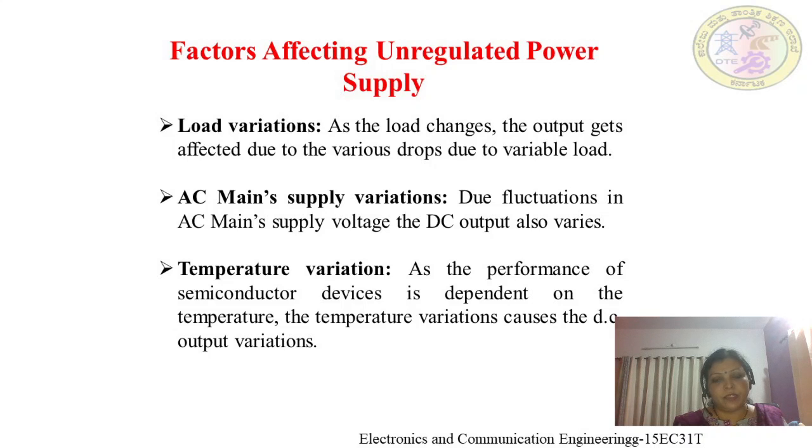It should always be able to deliver a constant DC voltage irrespective of all these variations, all these problems or issues that are affecting the load. So the third major problem is temperature variations. Okay, with this we learned that these factors affect an unregulated power supply.